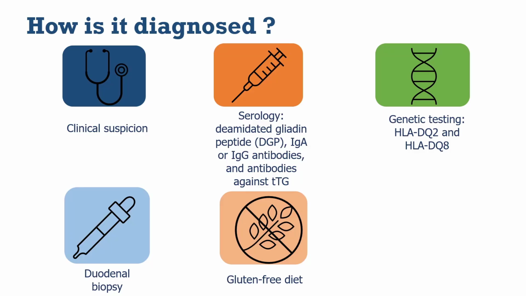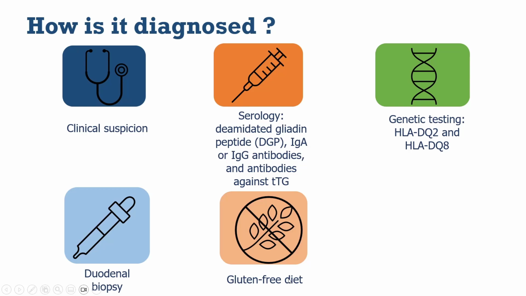Coming to the diagnosis, how is it diagnosed? Clinical suspicion, serology, for example deamidated gliadin peptide. We will test for IgA or IgG antibodies and antibodies against tissue transglutaminase. Also genetic testing for these two variants, HLA-DQ2 and HLA-DQ8. Also duodenal biopsy, and the main treatment, as I said previously, is a gluten-free diet.